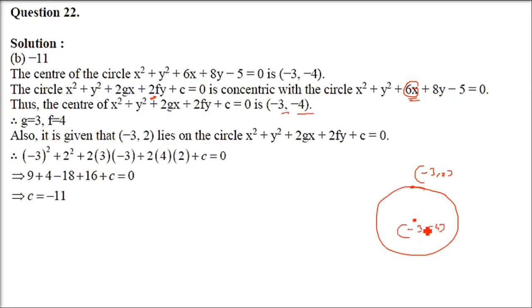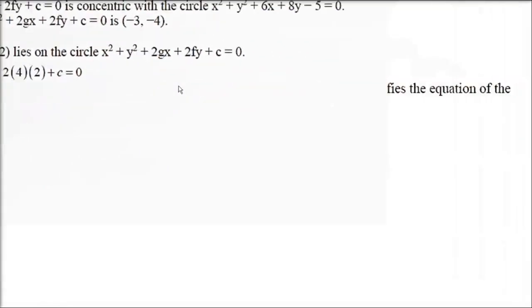And now we have the center. That is, this center is -g, and this -g is -3, so g will be 3. -f is -4, so f will be 4. So g and f we know. And this circle, (-3, 2) is satisfying. It is lying on this circle. So just put x as -3, y as 2, and g and f also you know. You have to put. So what do you get? c as -11.